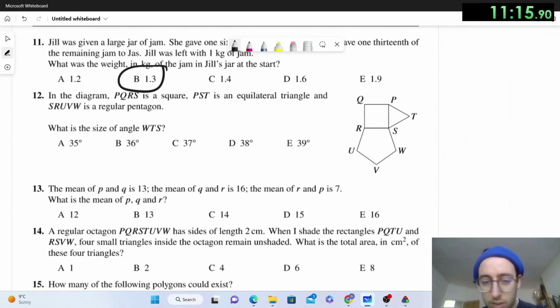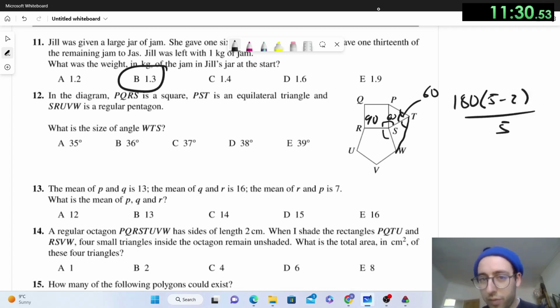What's the angle of size WTS? So that's this angle. Okay, so this is 60. This is 90. This is 60. In a regular pentagon, we've got 180 lots of 5 minus 2 over 5, which is 540 divided by 5, which I'm pretty sure is 108. Yeah, that's 108.